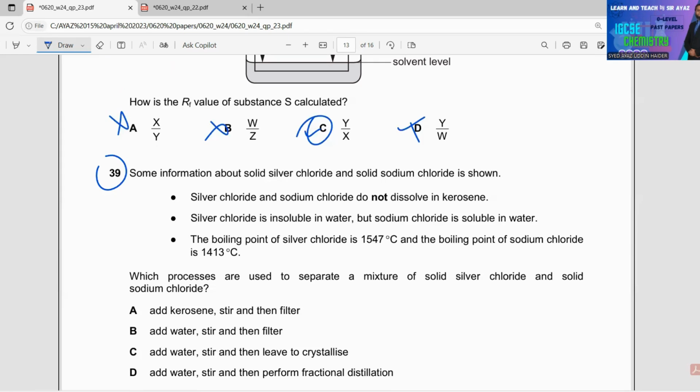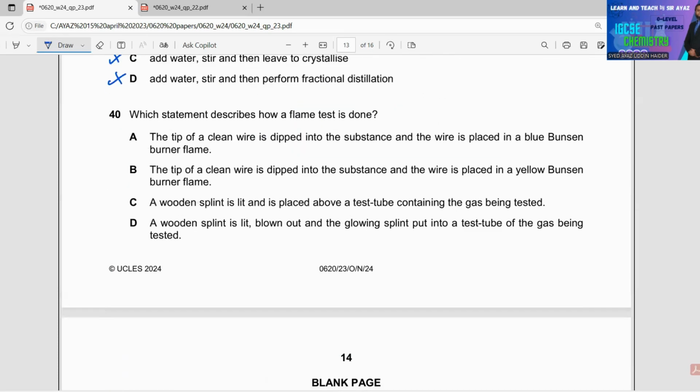You see, sodium chloride is soluble in water, but silver chloride is insoluble in water. So definitely we need to use water in this case. So either B is correct, C is correct, or D is correct, A is incorrect. What you will do in the next step, you simply have to stir in order to get the sodium chloride dissolved completely, and then filter. So C and D are incorrect. B must be the right answer in this case.